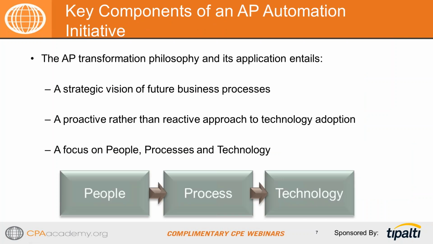So if we look at the key components of an automation initiative, we talk about AP transformation, and it's basically a philosophy. And it starts with a strategic vision of your future business process. And of course, that's going to be based on understanding where you are today. And I certainly don't believe in automating for the sake of automating, but certainly enhancing current business processes and figuring out what makes sense. Not a reactive approach to technology adoption. And that's, you know, important to think about.